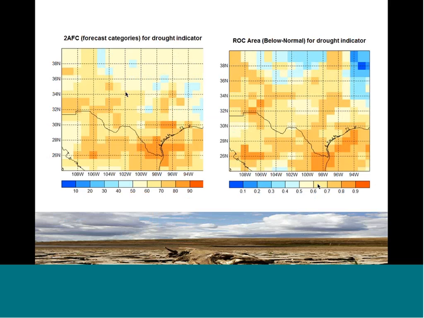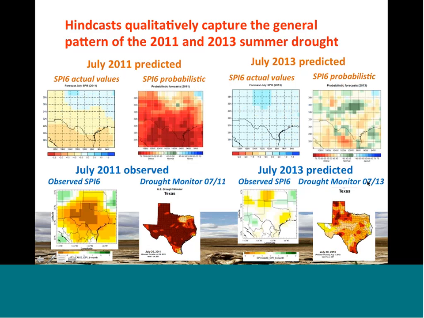So, real quick, the probabilistic prediction is even better. This is the two-alternative forced choice test, and it shows around 60 to 90% agreement. And also when we look at the prediction for below and above normal rainfall, the agreement is also as high as 60 to 89%. These are just a case showing the prediction versus observed.